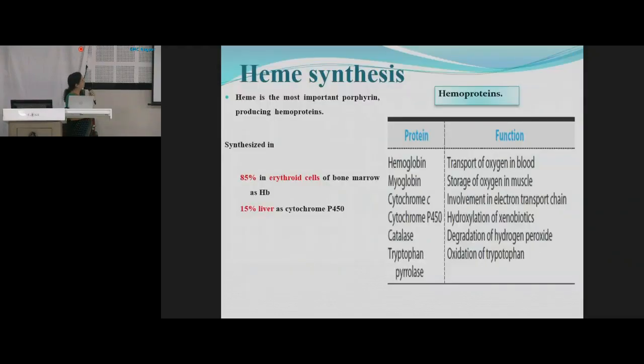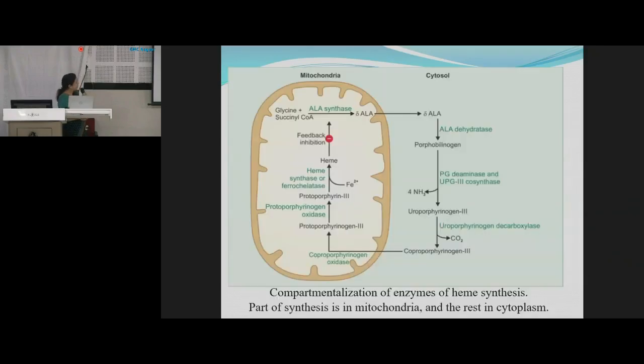So heme is the most important porphyrin and it is synthesized 85% in the erythroid cells and 15% in the liver. There are various heme containing proteins in our body and their functions are given. To understand the porphyrias, we should first know what is heme synthesis, where it is synthesized, and what are the sites of heme synthesis. Heme synthesis mainly takes place in the liver and erythroid cells, and in the cells some of the pathways take place in the mitochondria while some in the cytosol. So we'll see one by one how heme synthesis occurs.